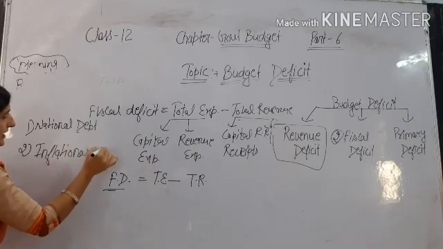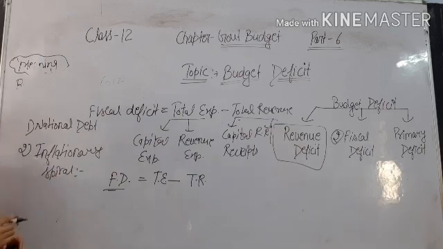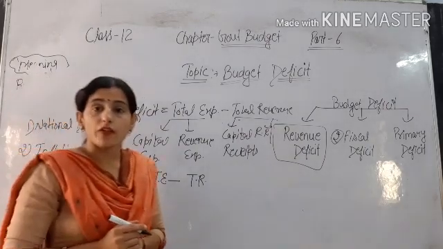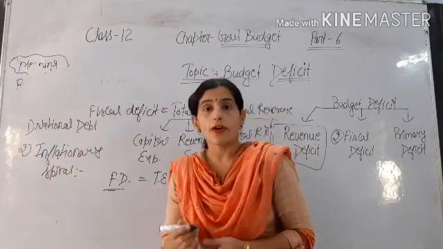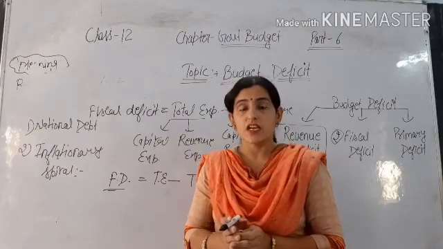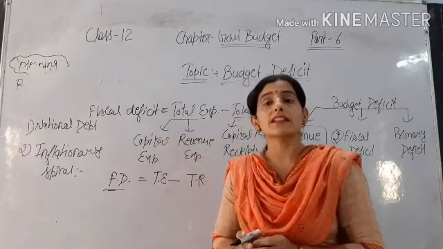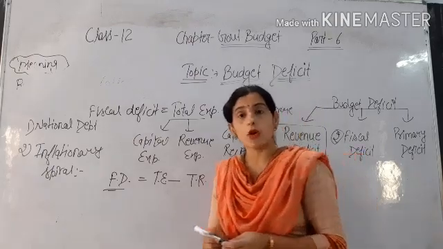Inflationary spiral in the market. What it means? It means when there is fiscal deficit, then the government borrows money from the RBI, and due to borrowing money from the RBI, there is an increase in the money supply in the market.